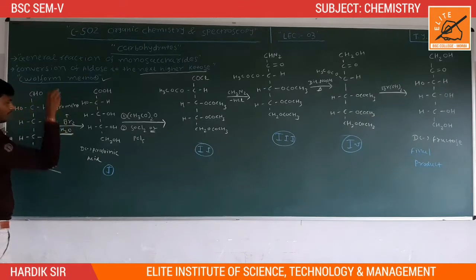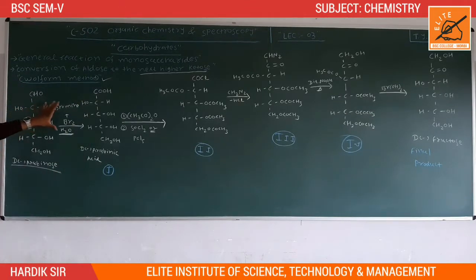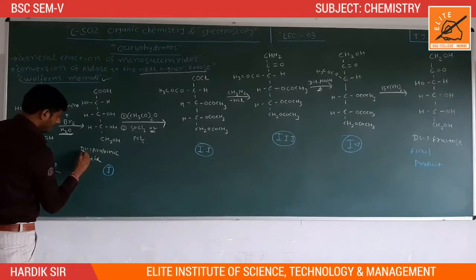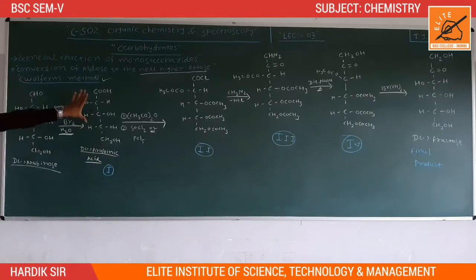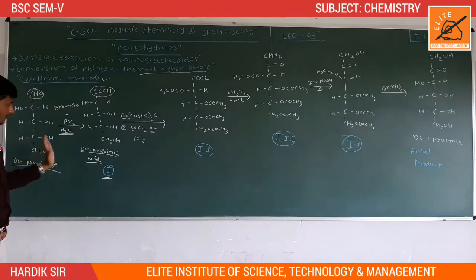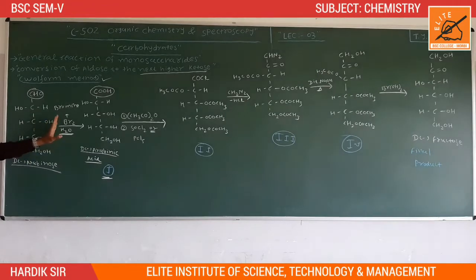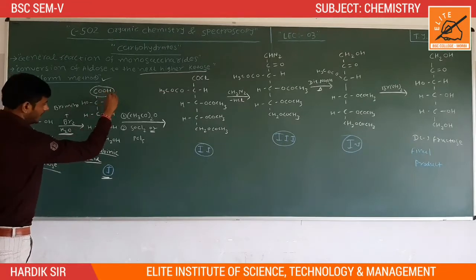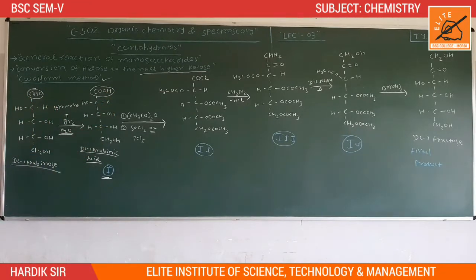And one water molecule reacts with the bromine to produce D-arabinic acid. This is the structure of D-arabinic acid. This is our first intermediate product. The aldehyde group is converted into the carboxylic group, and D-arabinose is converted to D-arabinic acid. D-arabinose reacted with bromine water to produce D-arabinic acid: one carboxyl group and four hydroxyl groups.